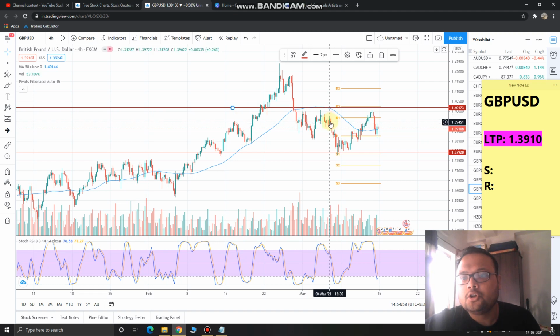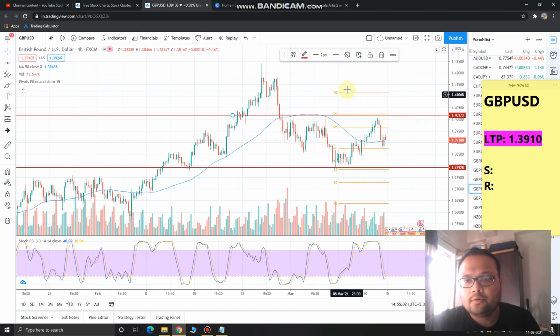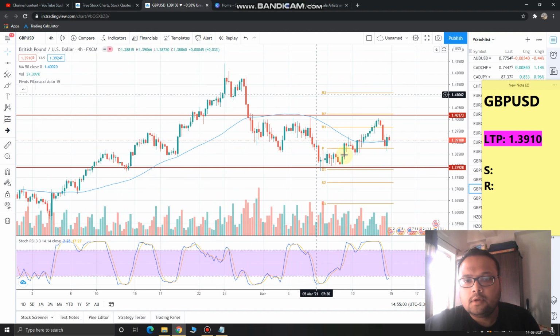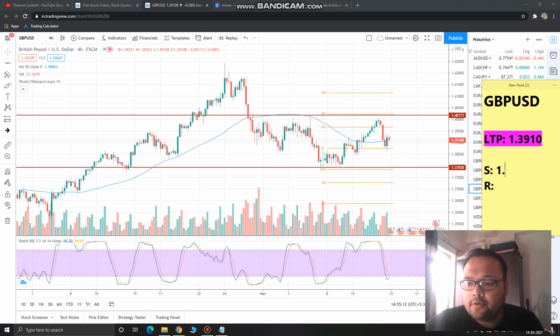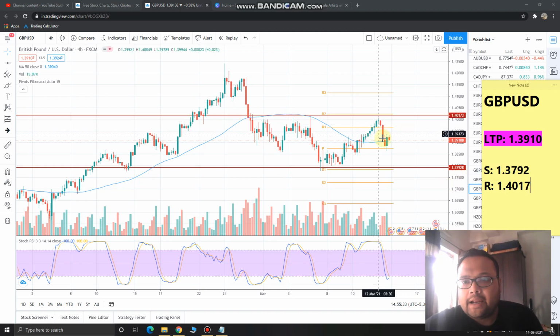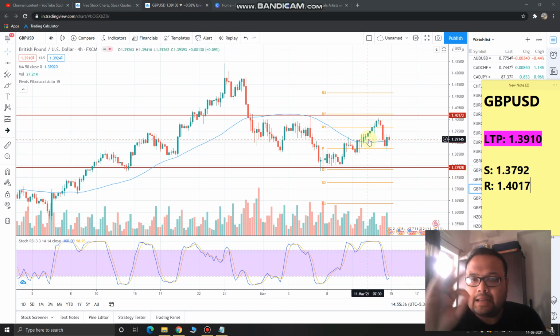You can see that I have drawn two lines on the chart. And this line is very important for the market, because this is the support, 1.3792. This is the support for the market as of now, and this is the resistance, resistance is at 1.4017. So these two levels are very important for the market right now. Right now market is 1.3910. Right now market is in middle.